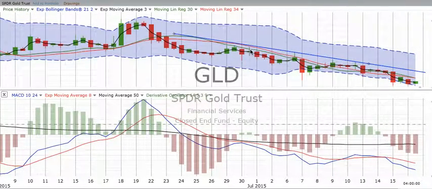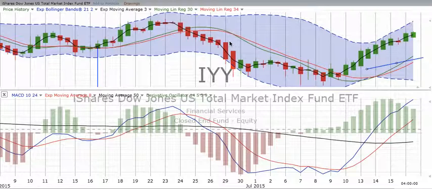Gold is in a confirmed down move on both the 4-hour and the 2-day chart, and all three of our indexes, the Qs, that is the NASDAQ 100, SPY, and the IYY, the total market, are in confirmed up moves on both the 4-hour, the half-day, and the 2-day chart.